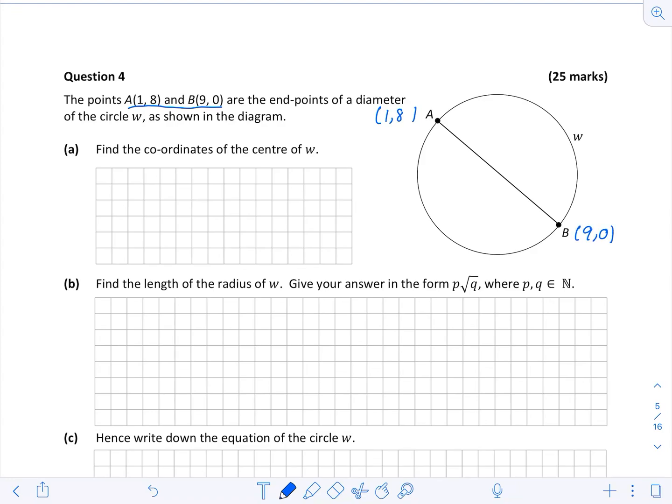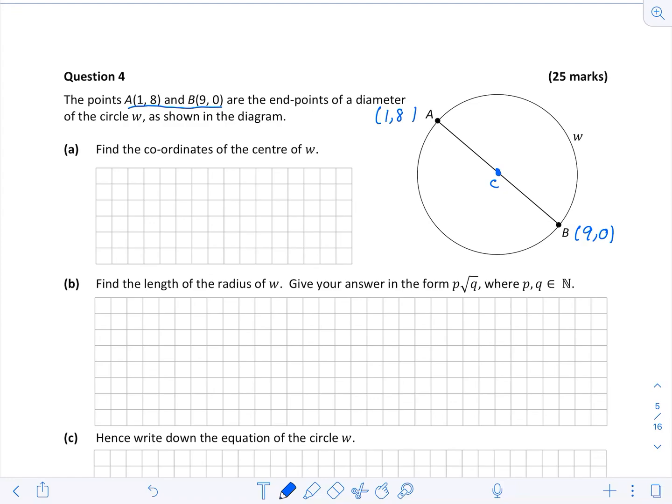Okay, they are the endpoints of a diameter. So we now know that AB is a diameter, so that means the center goes through there. So there's a center in there somewhere. Let's call it C for center. Are the endpoints of the diameter of the circle W as shown in the diagram? Yep. Okay, so W is definitely given. Find the coordinates of the center of W.